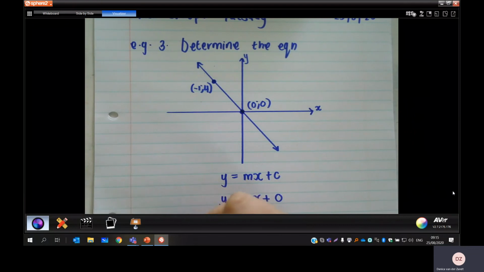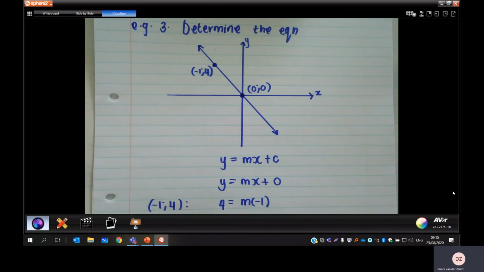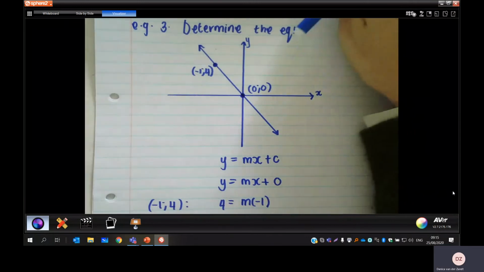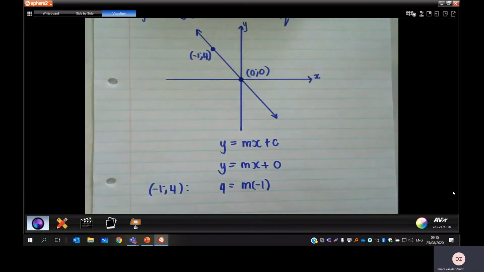-1 for x, 4 for y. Is it necessary for me to still write the +0? Is it going to change my sum in any way? So I'm not going to write it anymore. But now I need to get m by itself, which it is.